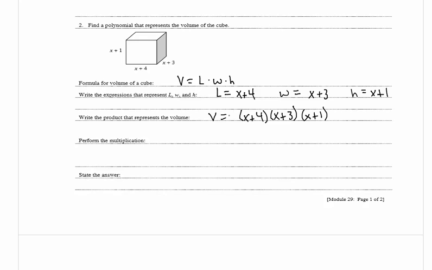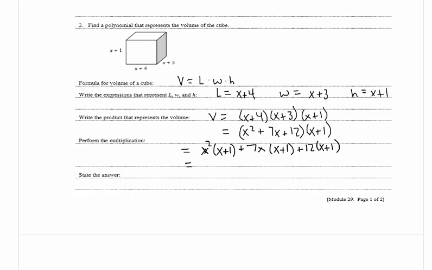And now they want us to perform the multiplication. So we have three binomials here. So we're going to multiply two of the binomials together using the FOIL method. So I'm going to multiply x plus 4 times x plus 3, and I get x squared plus 7x plus 12 times x plus 1. And now we're going to multiply our trinomial times our binomial. And this is going to be x squared times x plus 1 plus 7x times x plus 1 plus 12 times x plus 1.